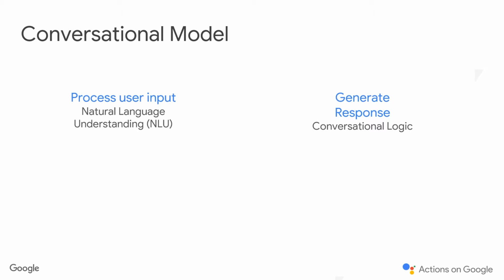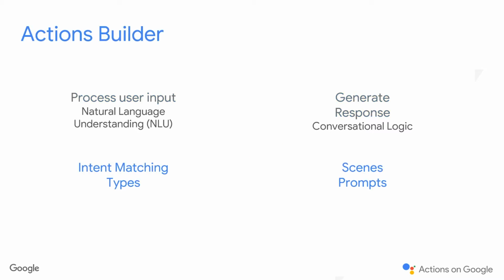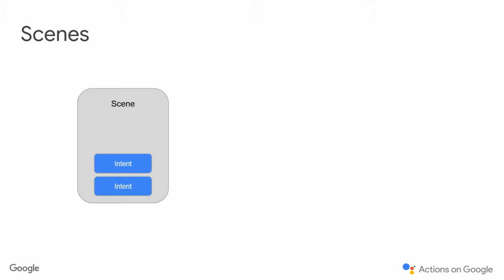And we're excited to have announced Actions Builder to manage your conversation model. Actions Builder processes your user's input through intent matching and types, and those types are particular points in the user's input. And you use scenes to manage the logic of the conversation so you can construct the appropriate prompts. So let's look into scenes and what they are. Scenes are logical chunks in your conversation model. They are the executioners of the action. They do the heavy lifting and carry out the logic necessary for your conversation to move forward.